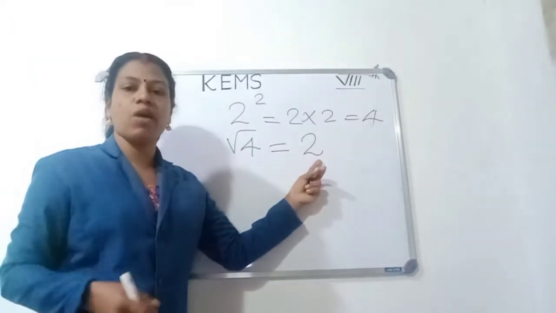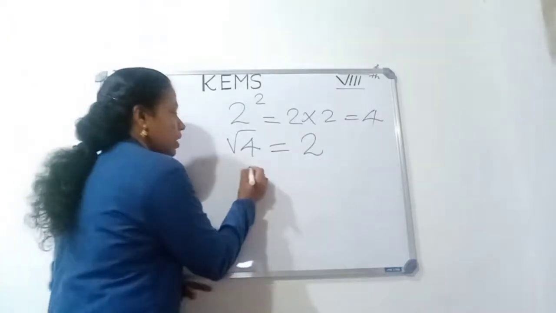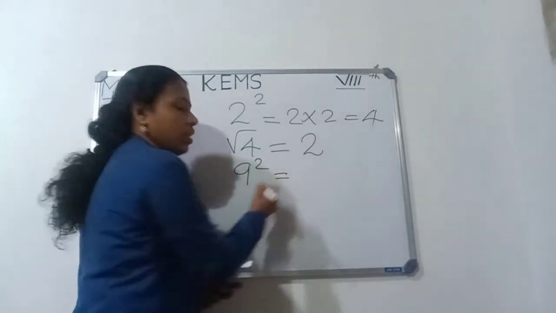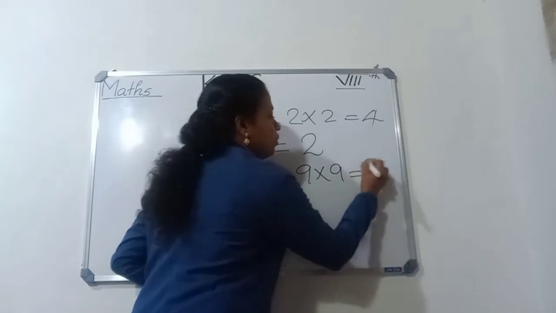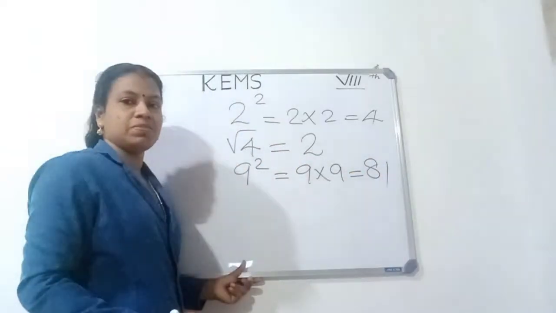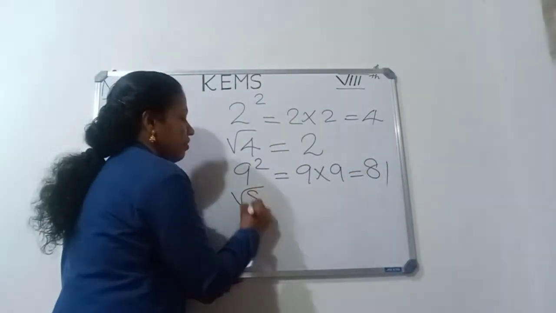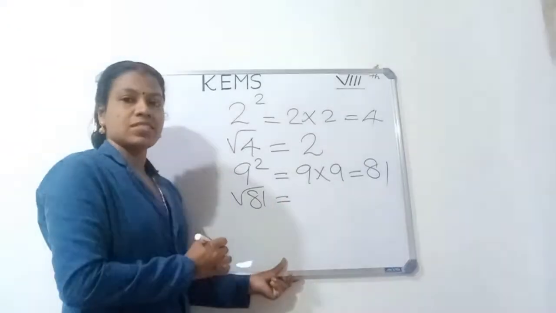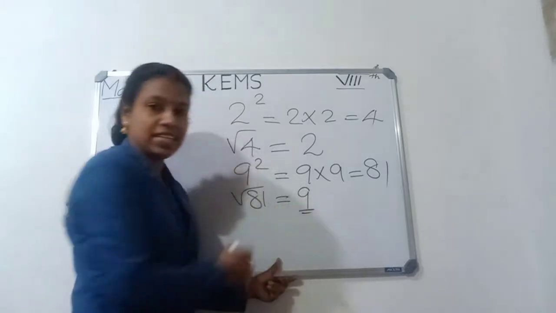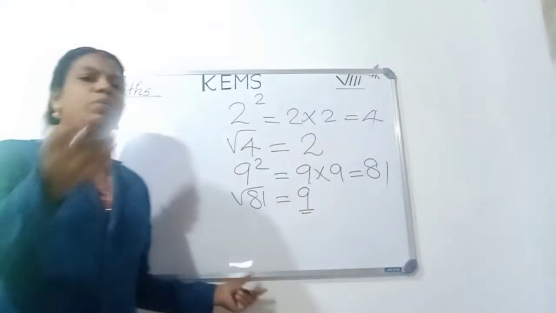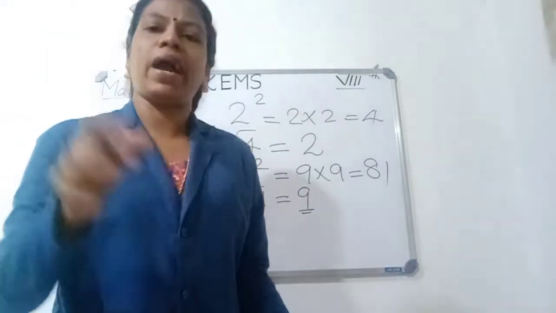Then what is the square of 9? 9 square is what? 9 square equal to 9 into 9, which is equal to 81. Then what is the square root of 81? Square root of 81 equal to 9. Isn't it? Okay. Then what about the square of minus 9?